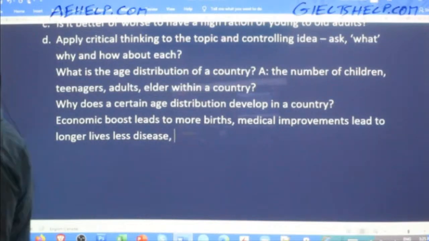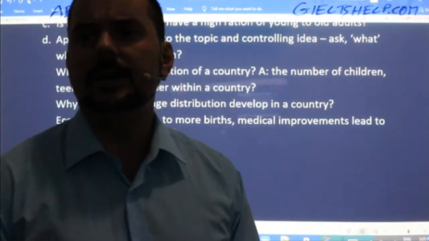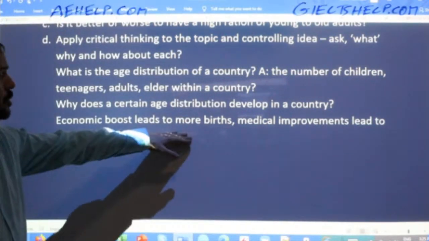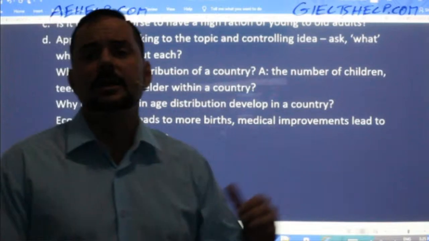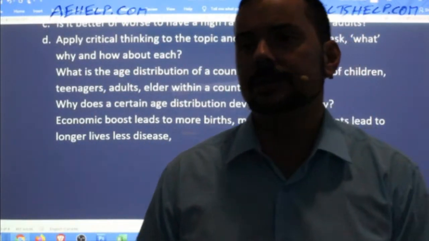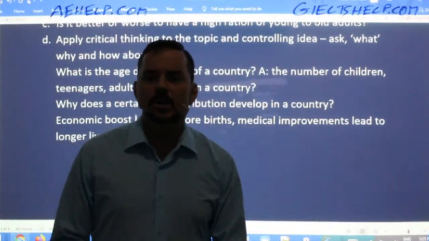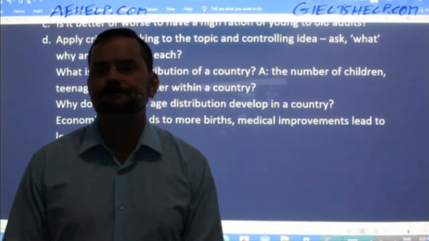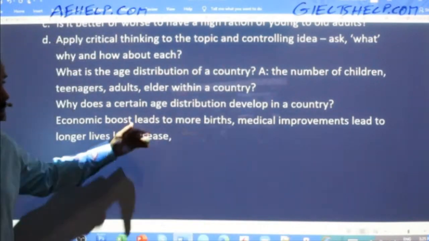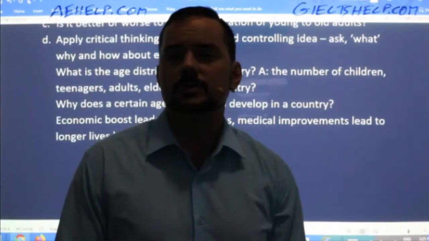Okay. Medical improvements lead to longer lives and less disease. Living standards is the same as an economic boost leads to more births. If we're economically strong, we have more food, we have more space, we can house more children. So think simple here. We've got medical, we've got economy. There's some more that should come into mind as well.